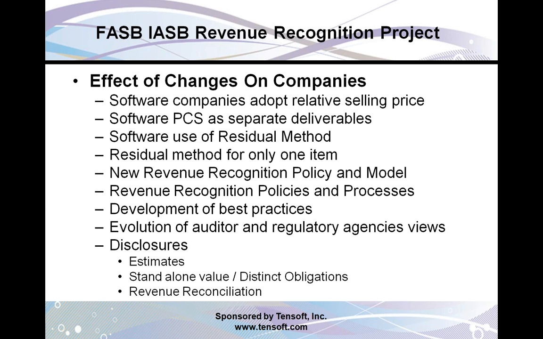Software companies may have the option to use the residual method that we talked about for the determination of the allocation of revenue, but you're only going to be able to use the residual method probably for one item or a group of items that are delivered at the same time, so I wouldn't count on falling back to the residual method. You're going to need a new revenue recognition policy and model and the processes and procedures. We talked about that. And there are going to be new disclosures that we're going to have to make.